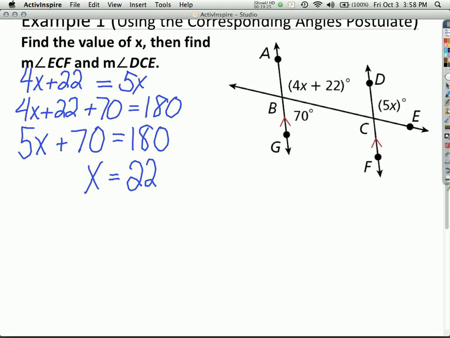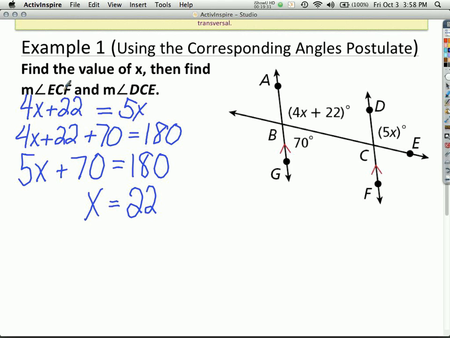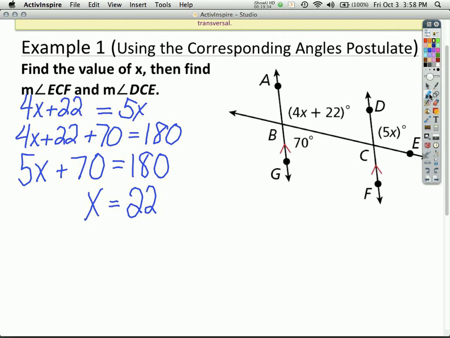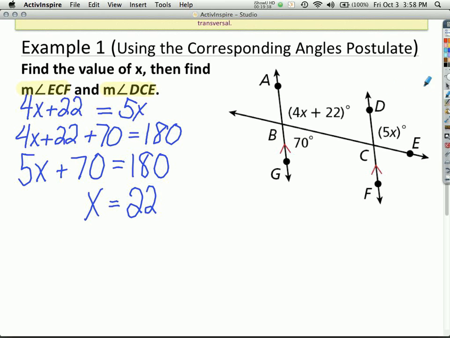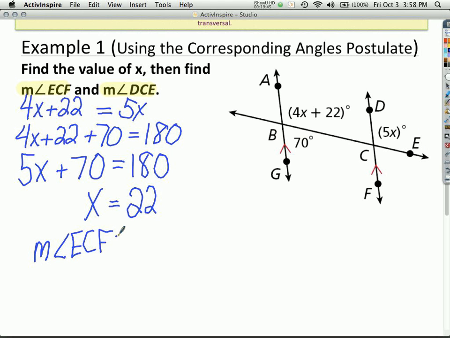And then from there, we can find the measure of ECF and the measure of DCE. So let's go ahead and address those last 2 bits of information: finding the measure of this and the measure of this. So the measure of angle ECF and the measure of angle DCE. ECF right here, how much would that be?